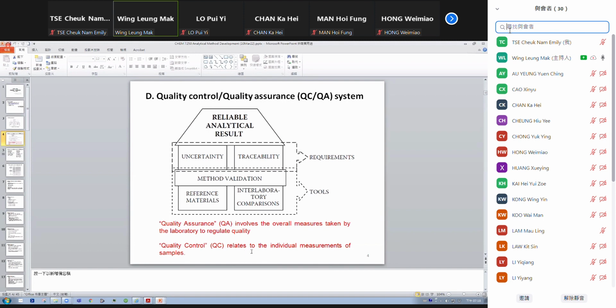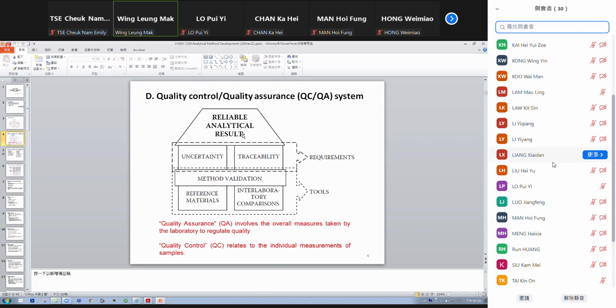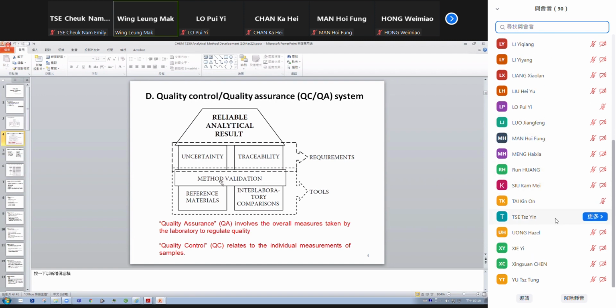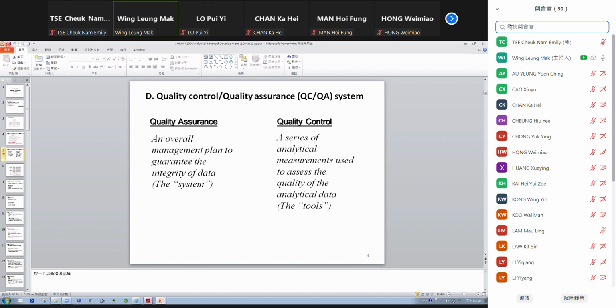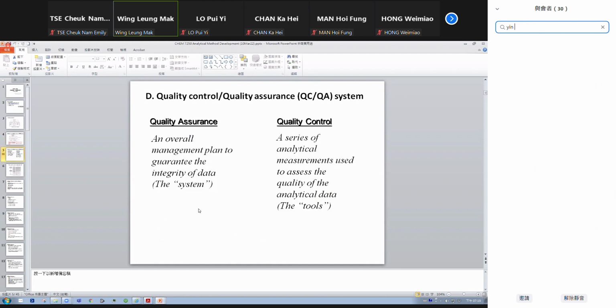The quality control relates to the individual measurement of the samples. There may be a lot of QC scenarios, and those QC scenarios all are under this quality assurance system. The ultimate goal, of course, is to ensure the laboratory can run the method correctly to deliver the reliable analytical result. Here's the definition, and you can read by yourself.